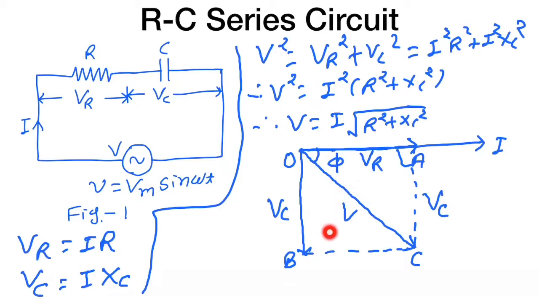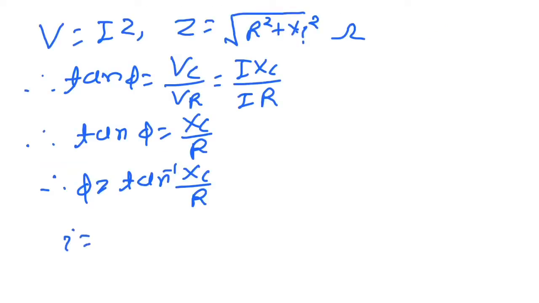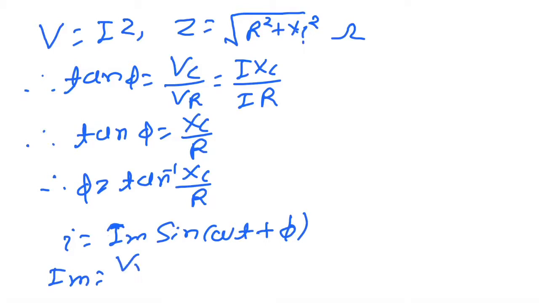The angle between supply voltage V and current I is phi, and current leads the voltage, and the value of phi is between 0 to 90 degrees. So in an RC series circuit, current leads the voltage by an angle between 0 to 90 degrees. So the instantaneous value of current is given by i is equal to Im sin (omega t plus phi), where Im is equal to Vm divided by Z. Vm is the maximum value of voltage and Z is the impedance of the circuit. It is equal to square root of R square plus Xc square.